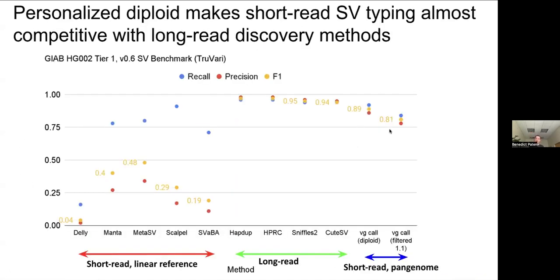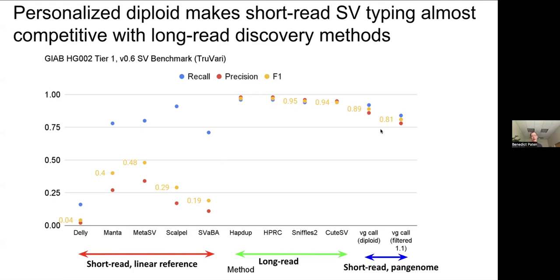where our structural variant genotyping, taking advantage of a number of different things, and I'll be careful about the way I make this statement, for variants that we have already characterized in the pangenome, so they are present in the pangenome, we can genotype those variants as accurately, or close, not quite, but close to as accurately with short reads as long read methods can discover them, right?